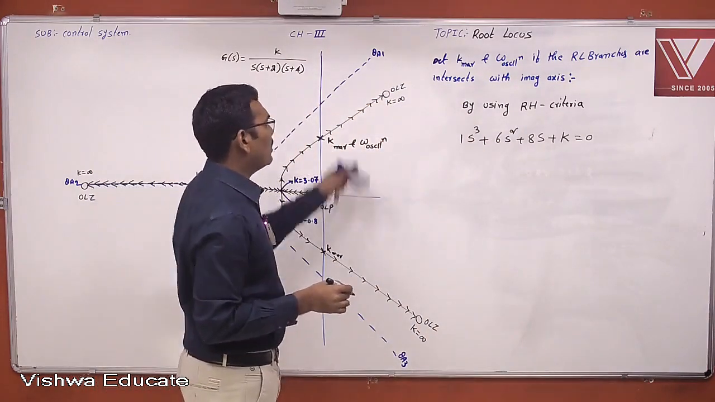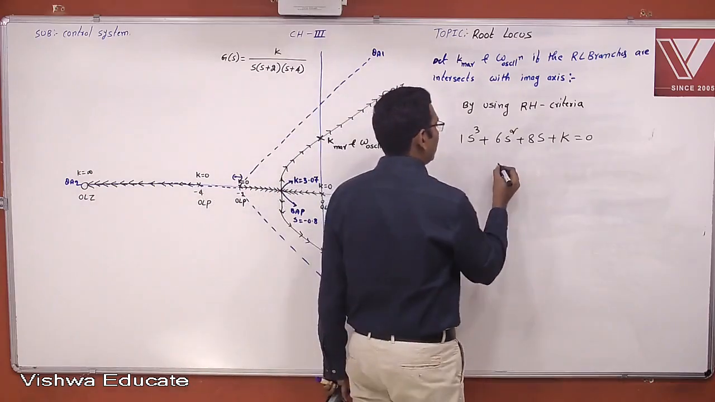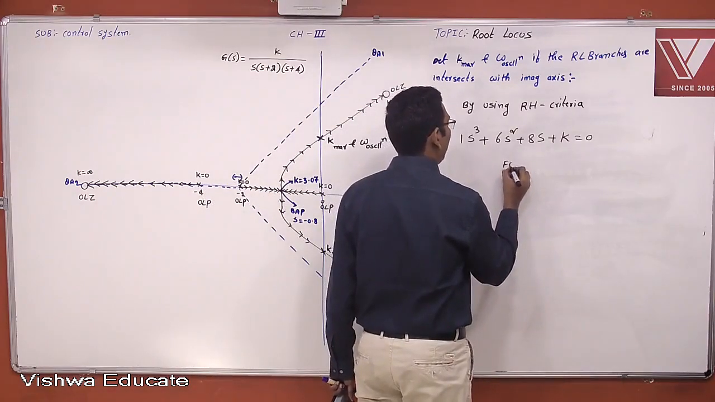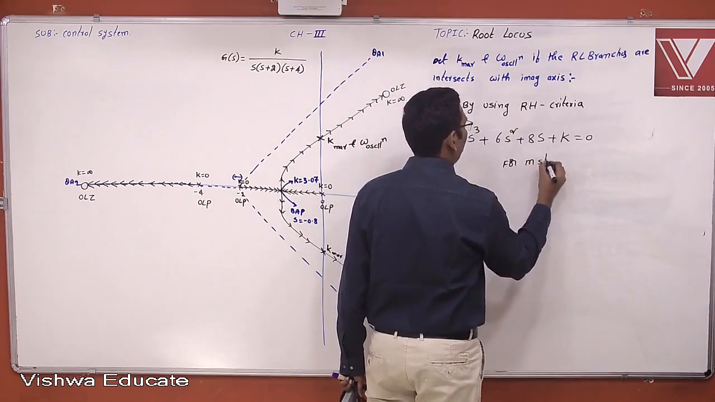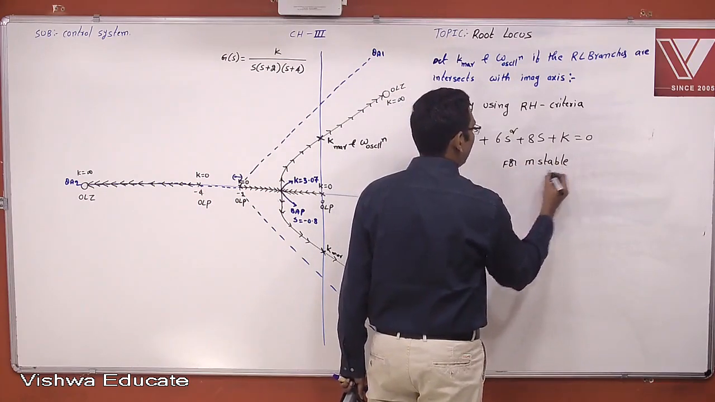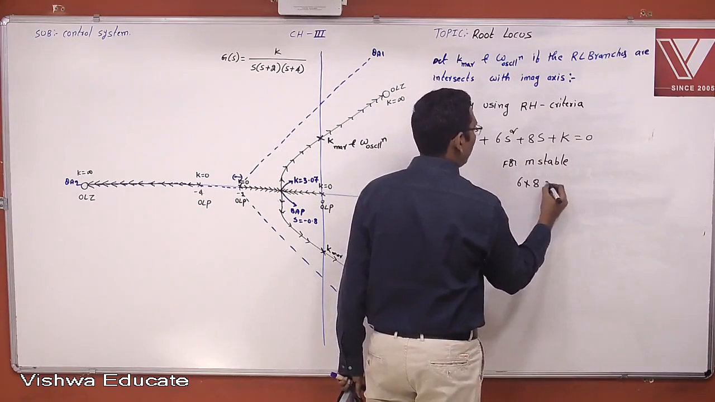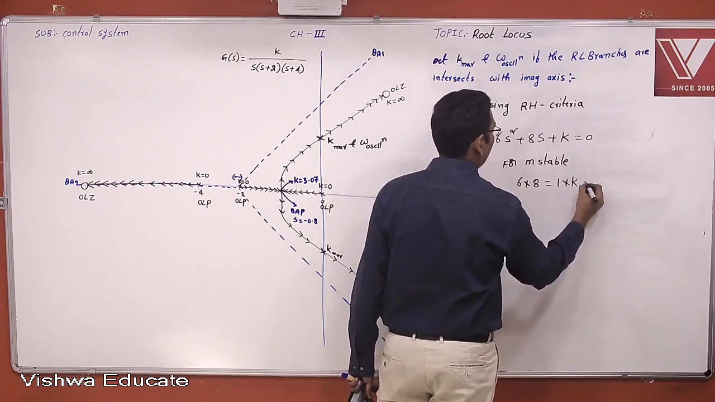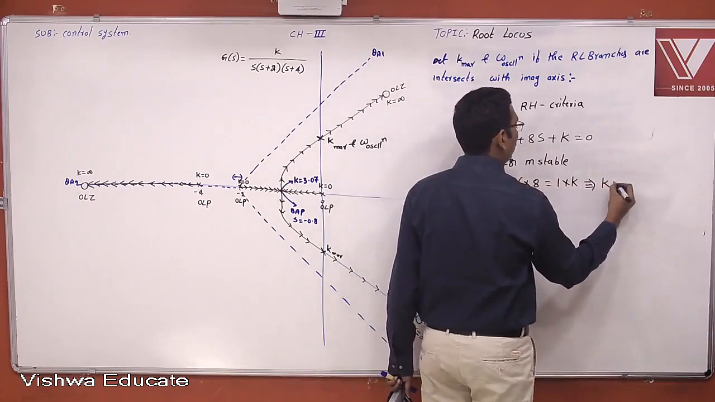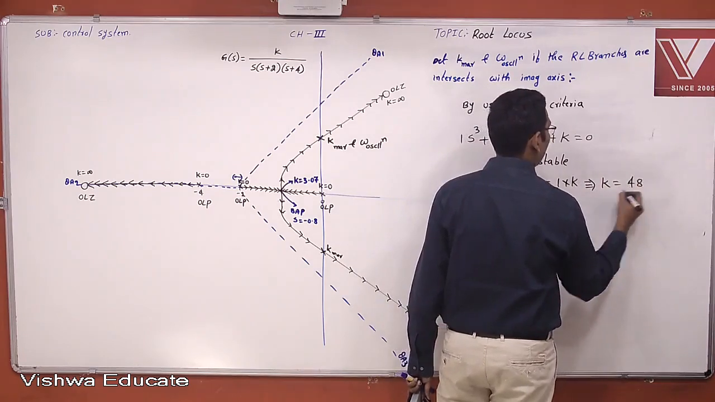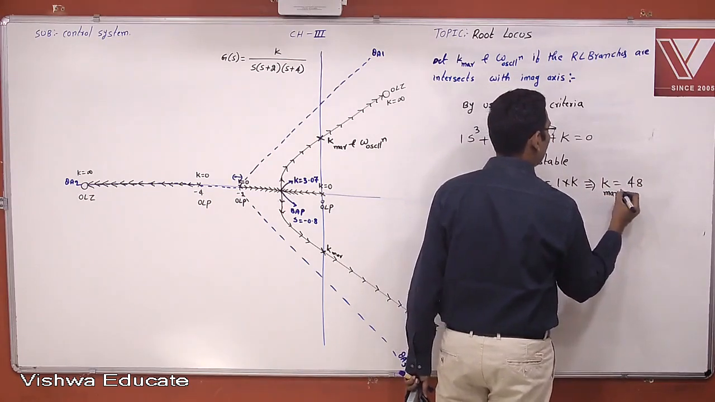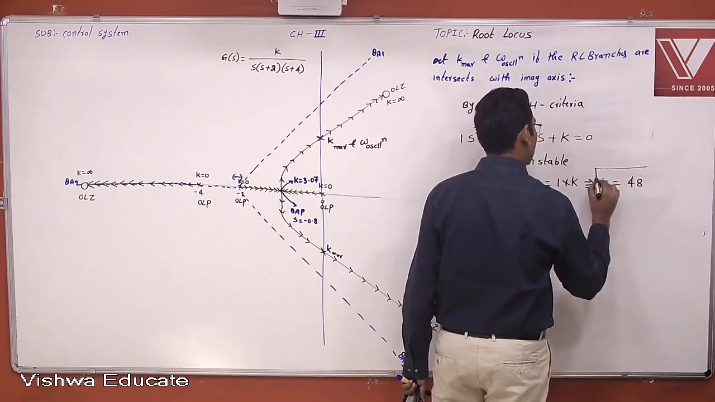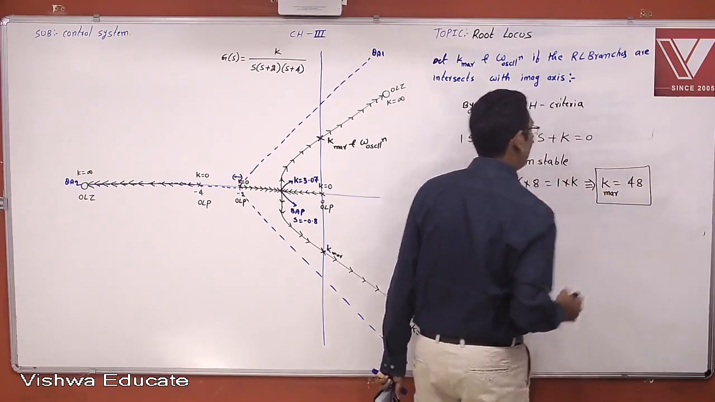If it is order 3, what is the K margin? When the system is marginally stable, the internal coefficient product is equal to the external coefficient. Therefore, K equal to 48. When K equal to 48, the system is marginally stable. Therefore, this is called as K margin.